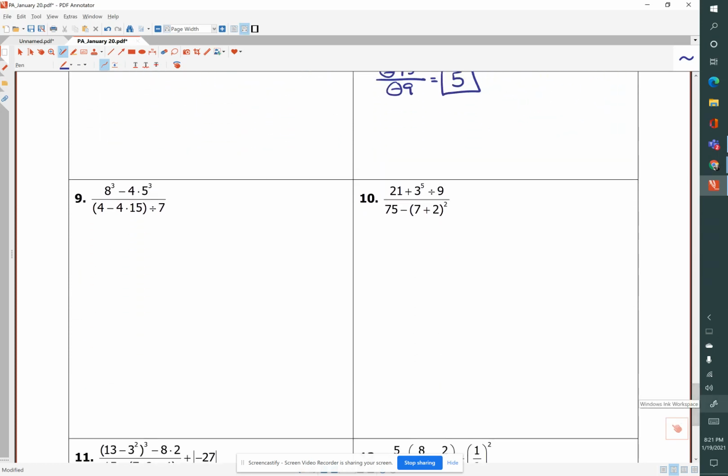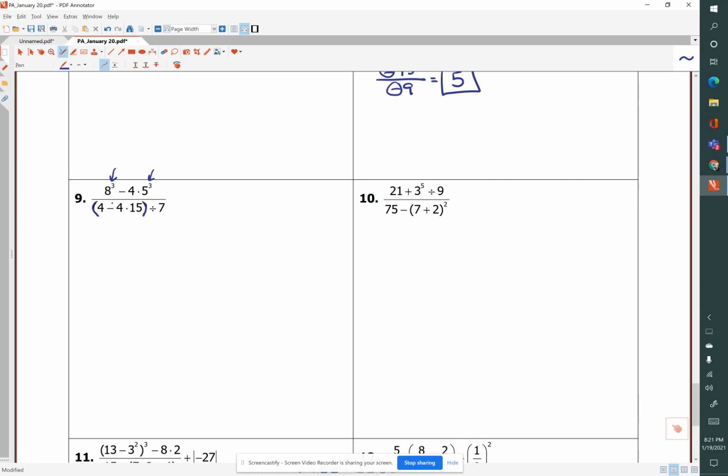Okay, let's move on to number 9 and 10. So number 9, in our numerator, we have 8 to the third power minus 4 times 5 to the third power. In the denominator, we have a grouping symbol, we have parentheses, and the quantity inside the parentheses is 14 minus 4 times 15, and all of that is divided by 7.